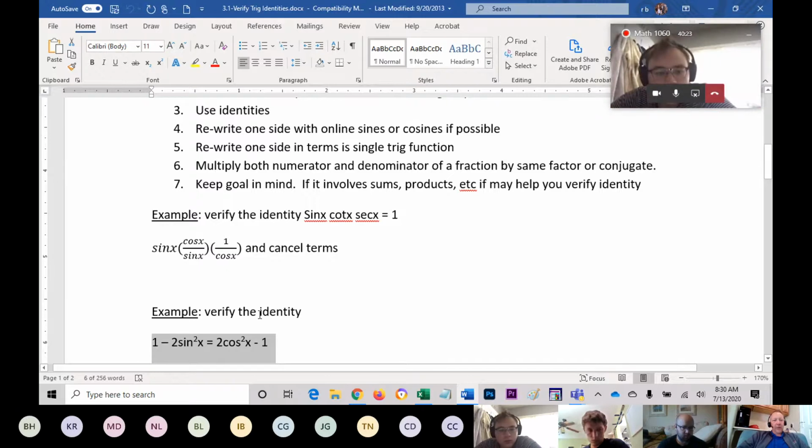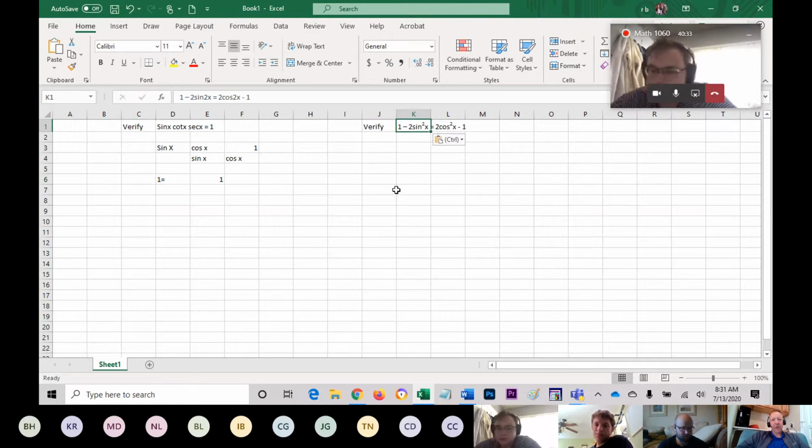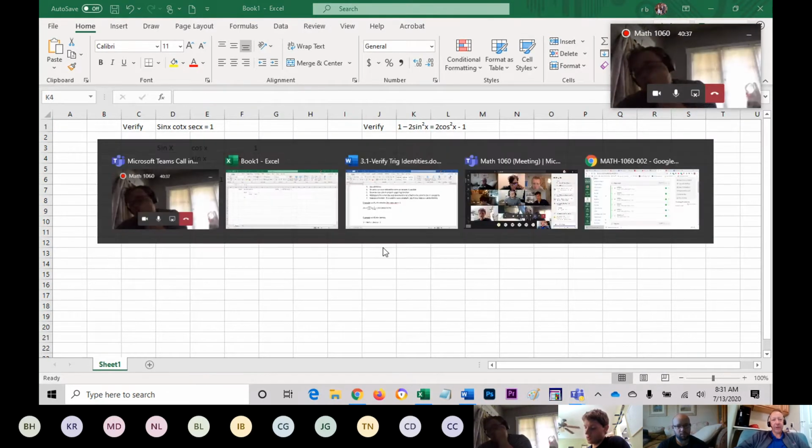All right, so we're going to verify this one. Verify 1 minus 2 sine squared of x equals 2 cosine squared of x minus 1.